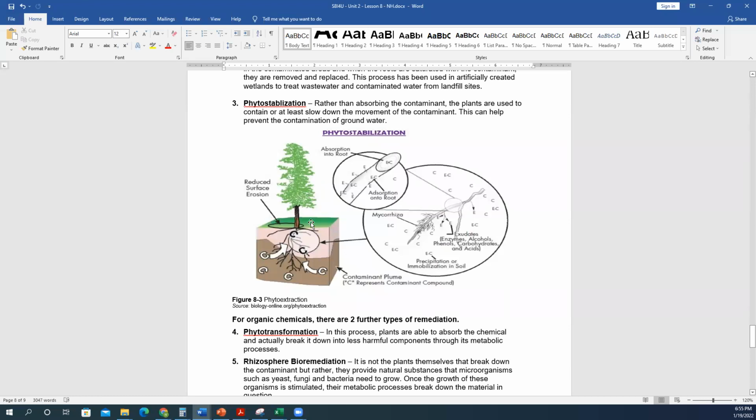So this tree that's planted actually reduces surface erosion, so it stops water from running off into different areas. But also the contaminant is absorbed onto the roots, and it holds on to it, immobilized in the soil through the use of these enzymes that might be produced by the roots or on the roots. And the root system will exude various enzymes, alcohols, phenols, or carbohydrates, or acidic substances that will combine with the contaminant in the soil and just immobilize it and contain it within a certain area, so that that area of the soil is becoming remediated.